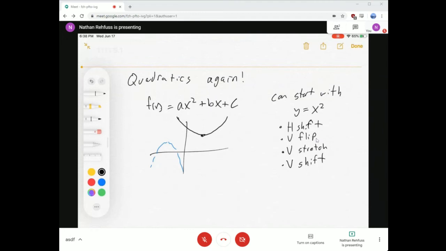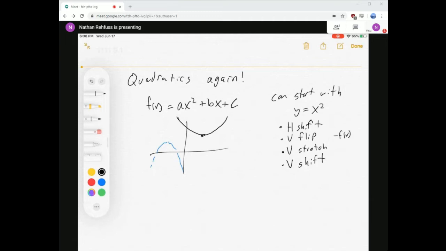The vertical flip is where you turn it into negative f of x. The vertical stretch is where you multiply by a constant. A vertical shift is where you add on the outside, and a horizontal shift is where you subtract on the inside. So those are the four transformations we're going to do. And if we start there, we can get any quadratic at all. So let's take a look at the form now.